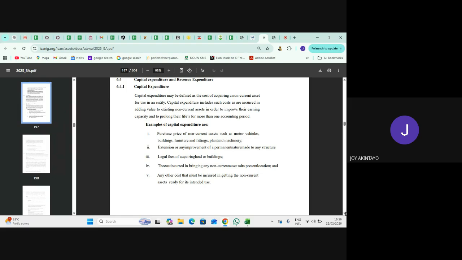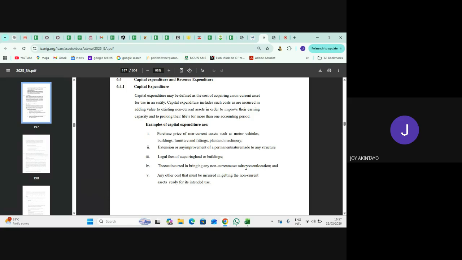So purchase price of non-current assets includes the purchase price of motor vehicle, building, furniture and fittings, then plant and equipment. Then extension or any improvement of a permanent nature to any of these assets. That's capital expenditure. Are we together?